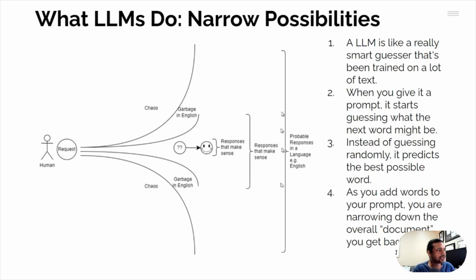It could give you random words in different order, right? And so there's a smaller universe of words out of the infinity of words and documents that come back that are probable responses in language, in a particular language like English. And then there's a smaller version of that that makes sense. And then there's a smaller portion of that that makes sense for you. And so when you make a prompt, you're narrowing down the possibilities to get your answer that makes you happy.